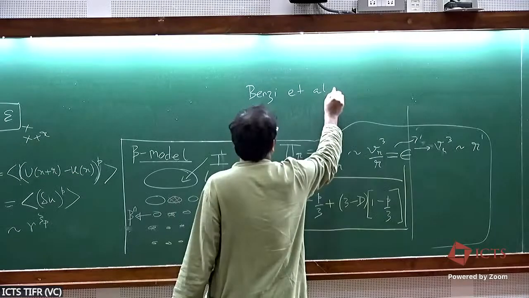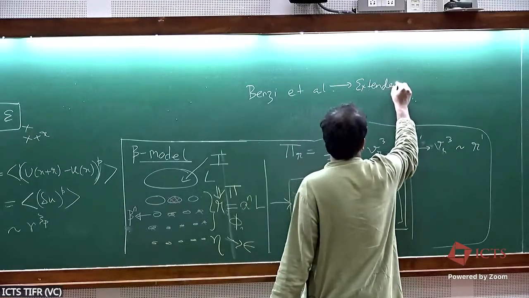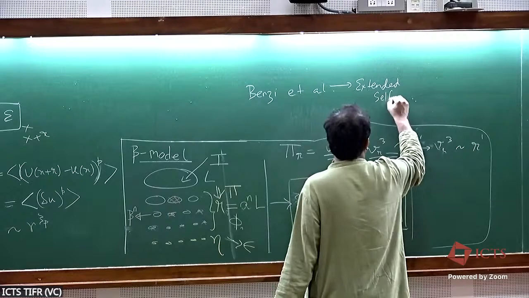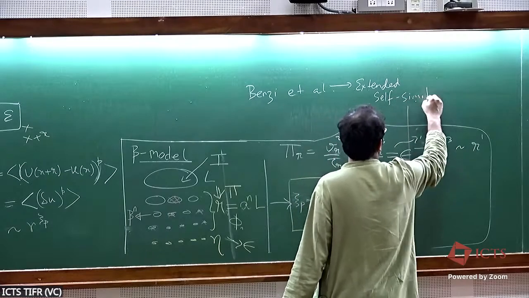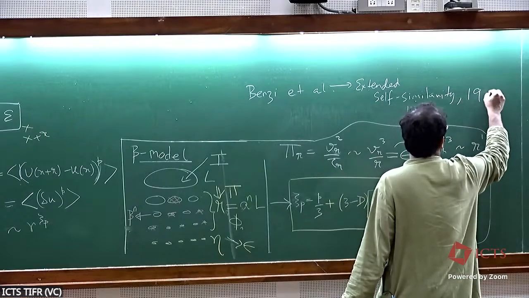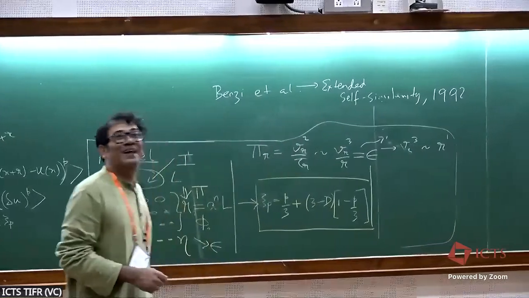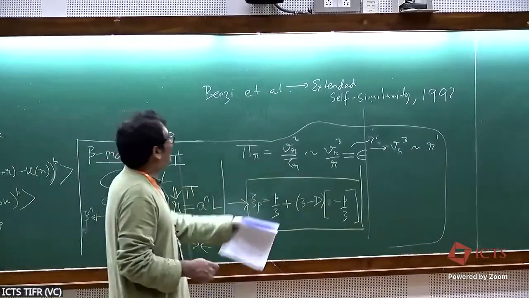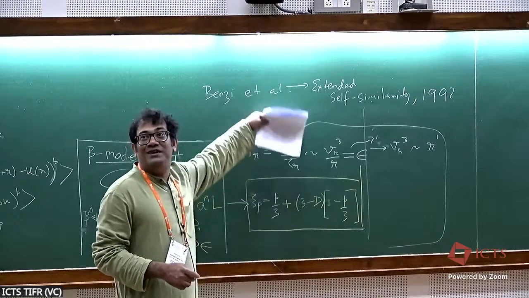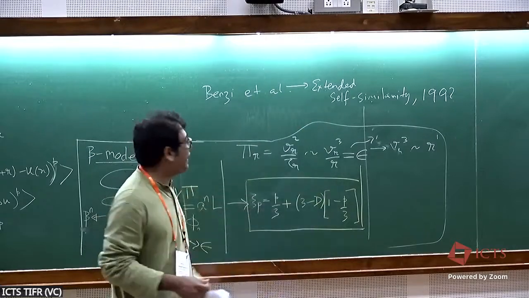One is a paper by Benzi et al. on extended self-similarity, in 1990, I don't remember the year, but before 95. There you'll get the list of the value of zeta 1, the value of zeta 2, etc., from real data.